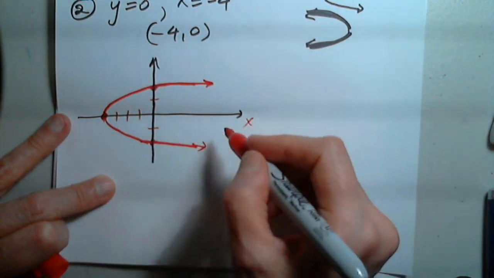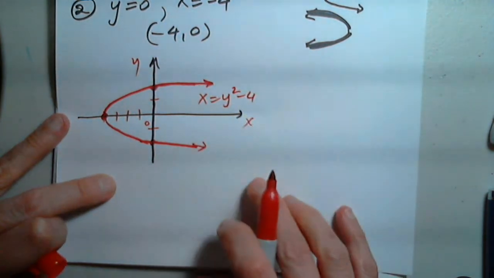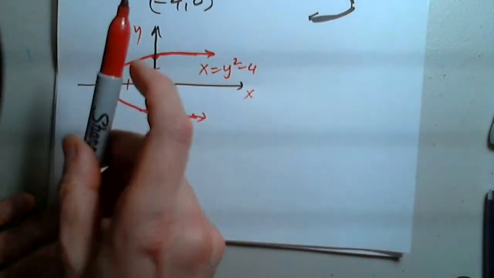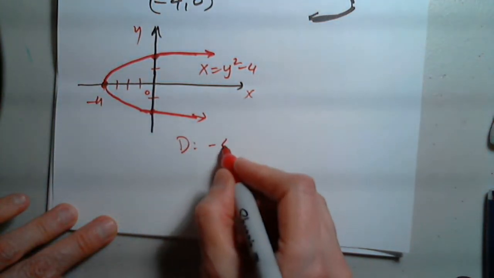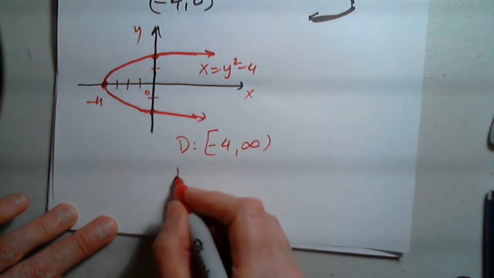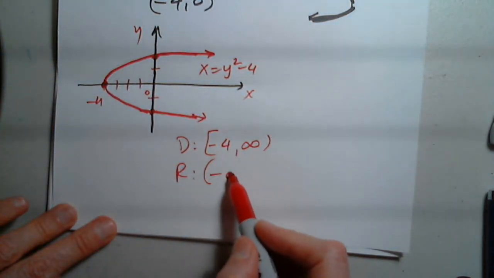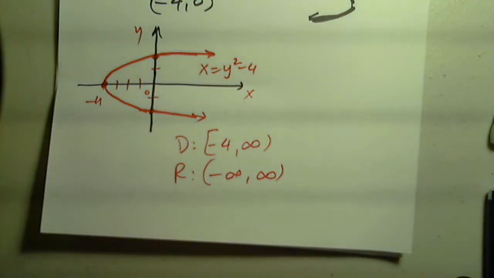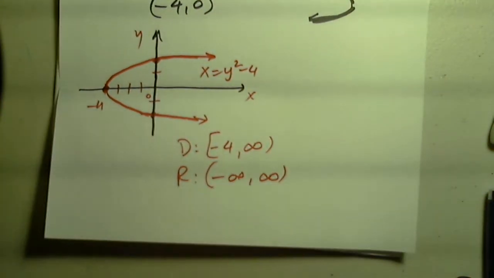And I have to write that this is x equals y squared minus 4. Very clear. The domain is negative 4 to infinity. Very clear. The range is everything. Negative infinity to infinity. So I didn't want to forget to show that in class.